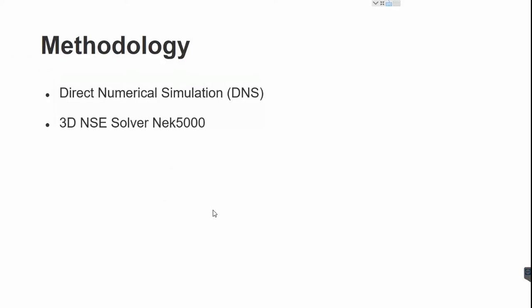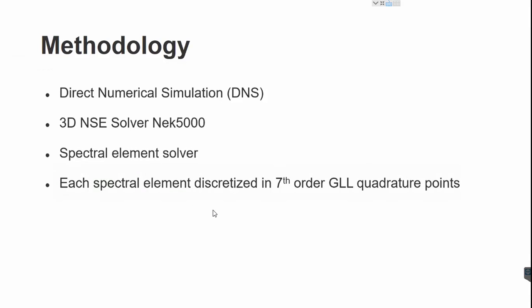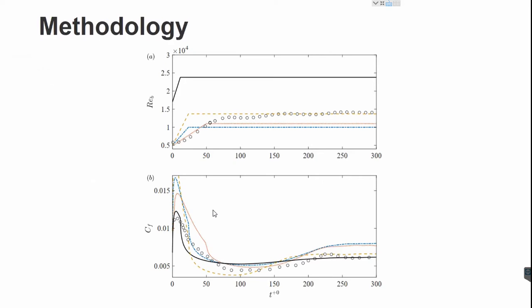So, what's the method we used? As I explained before, we use direct numerical simulations. To do that, we have used the 3-dimensional Navier-Stokes solver called NEK5000, which is an open source solver developed in Fortran by Paul Fischer. Each spectral element was discretized using 7th order Gauss-Lobatto-Legendre quadrature points. So we're using spectral element methods in this case. And for the time integration, we use a 3rd order backward differentiation scheme.